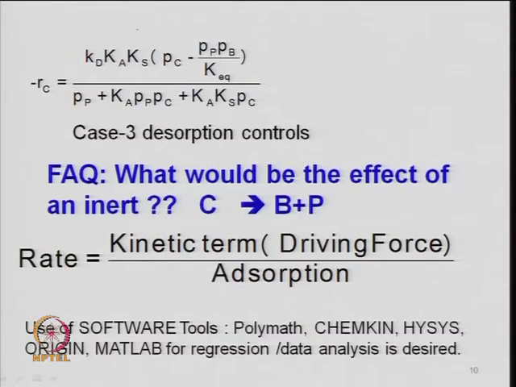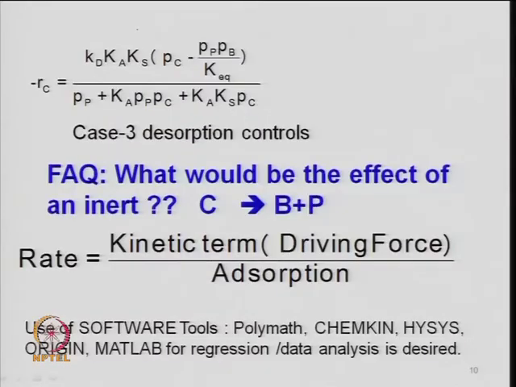So, one can postulate these kinds of models and verify them: model 1, model 2, model 3, then look at the rate data, regress the data, and see which step is more suitably controlling the rate or guiding the mechanism. Again one can see the effect of inert, which I said last time. In general, the rate is given by a kinetic term times the driving force, the difference of concentrations, divided by the adsorption term, and sometimes the adsorption term may be raised to the power n, because in this case the power is just 1, but it can be 2 or 3 also.